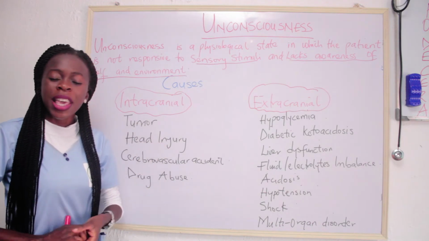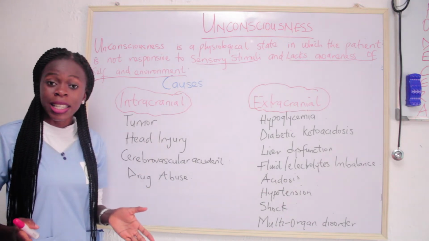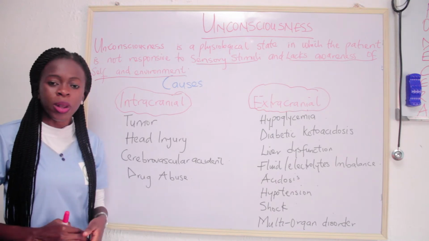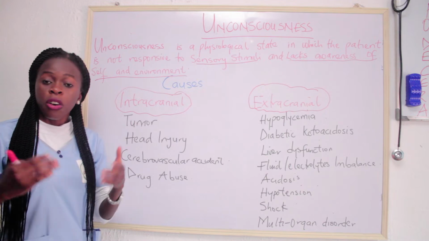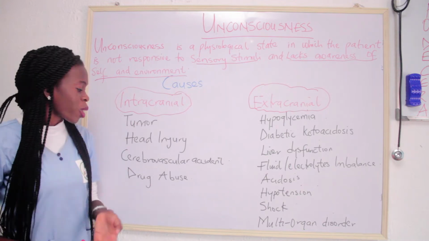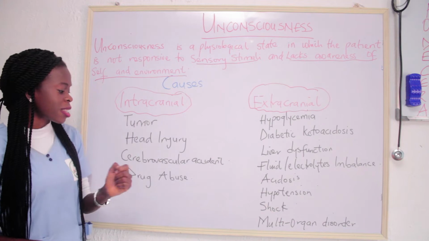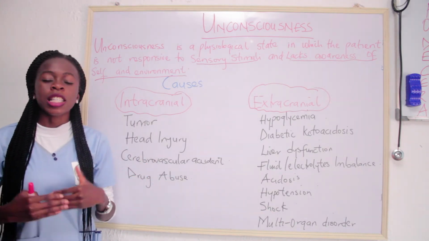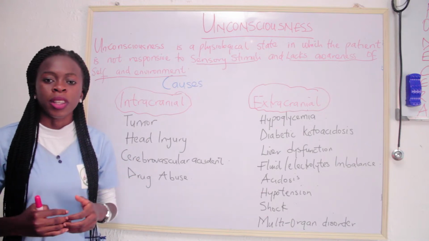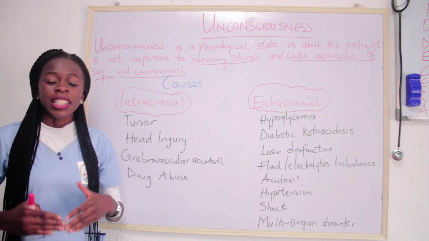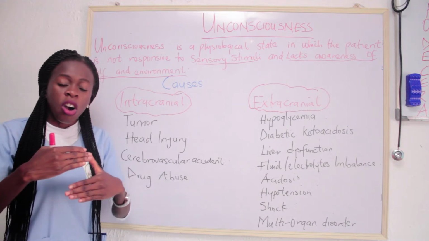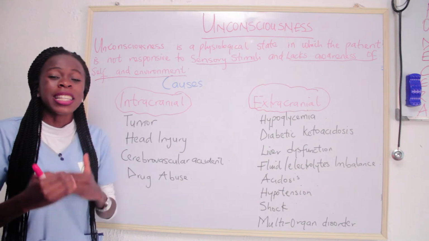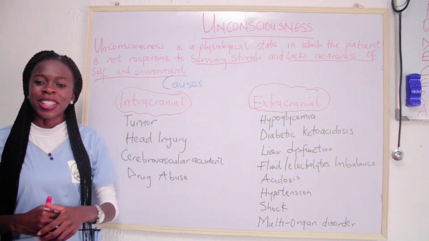Then the other one we have is head injury. Head injury can be as a result of road traffic accident, that is RTA. It can be as a result of violence, domestic violence. It can be as a result of a fall, domestic accidents too. The other one we have here is cerebrovascular accident, popularly known as stroke. In cerebrovascular accident, there's a cut of blood supply to a particular area in the brain, and that can result in unconsciousness.